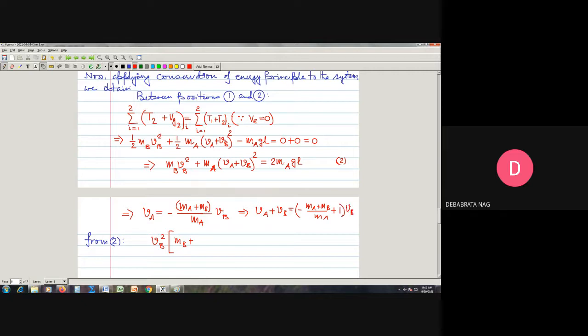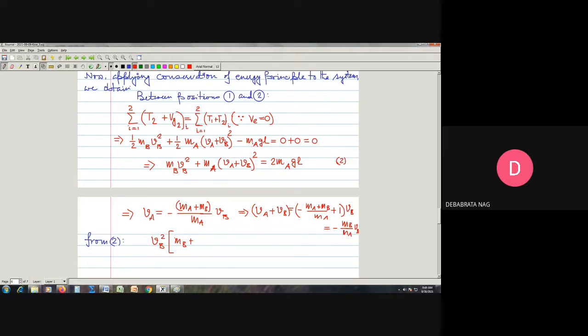So we can write it in this manner. Obviously then this will indicate minus MB by MA, because one MA and one MA is getting cancelled. So it is minus MB by MA into VB. That is going to be my absolute velocity of the pendulum bob.